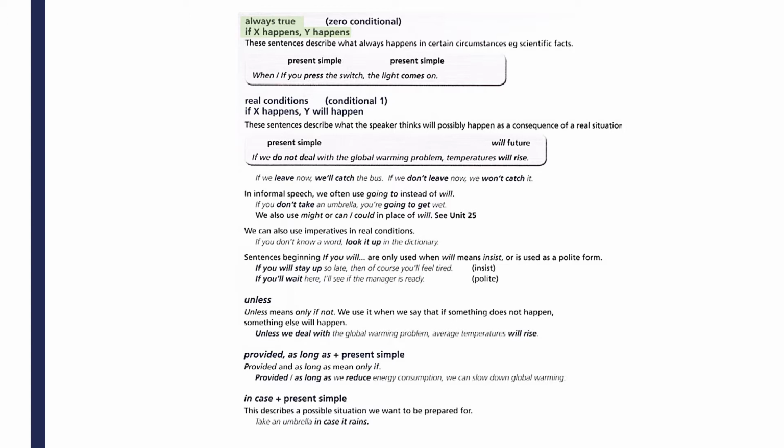Next, for type 1 conditional, we use it to talk about things that are real. We use it to talk about expected outcomes. If you look at the sample sentence here, it says, if we do not deal with the global warming problem, temperatures will rise. Whenever you choose not to deal with the global warming problem, the next thing that happens is temperatures will rise. Therefore, the condition is not affected by time.